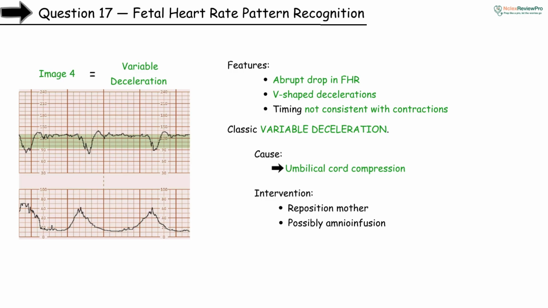These are abrupt V-shaped drops in fetal heart rate. They do not follow a consistent pattern with contractions. Cause is umbilical cord compression. Management usually involves repositioning the mother and sometimes amnio infusion.